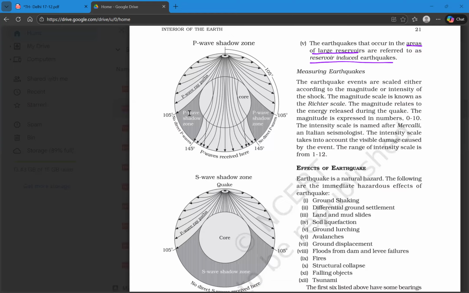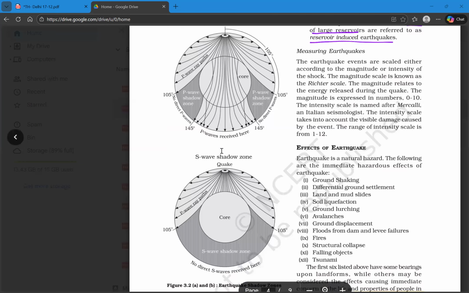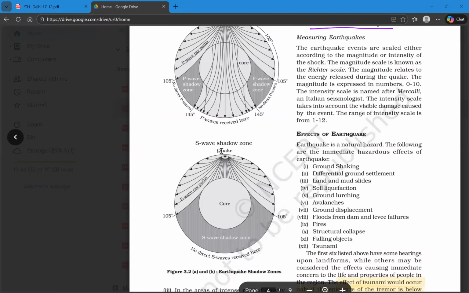and it has helped to construct the structure of the interior of the earth, because P waves travel through three media, that is gases, liquids, solids. Due to that, we have seen a shadow zone between 105 degrees and 145 degrees on both sides. But when we come to the S wave shadow zone, the waves couldn't travel through the core. The waves weren't refracted and they couldn't travel through the core. And we have learned the characteristic of S waves, that they travel only through solids.